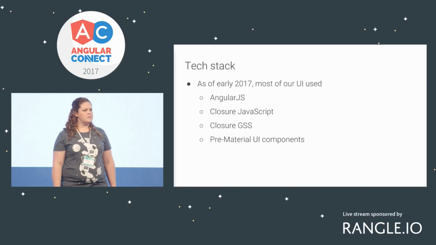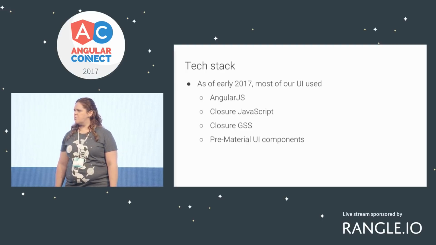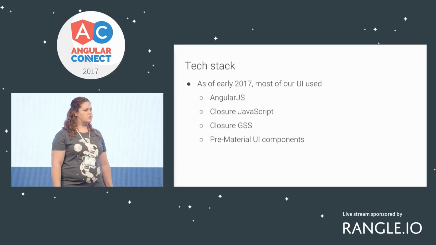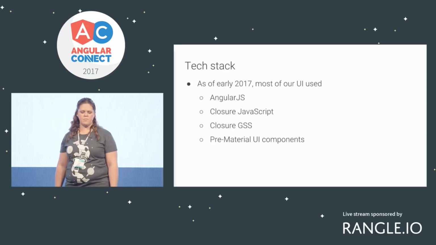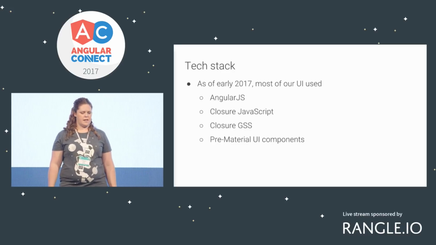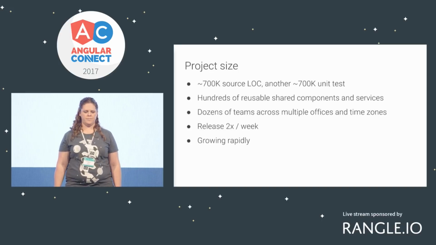Our project is currently using AngularJS. So as of the beginning of the year, we are on AngularJS 1.4. We're on 1.5 now. We have historically also used Closure JavaScript, which is an annotation-based type checking library. We also use Closure GSS, which is a CSS library, and we have a set of pre-material UI components.